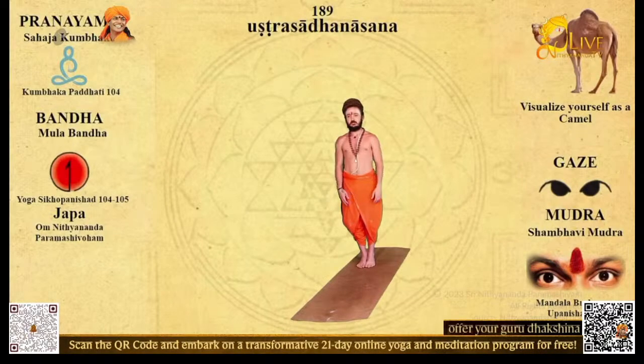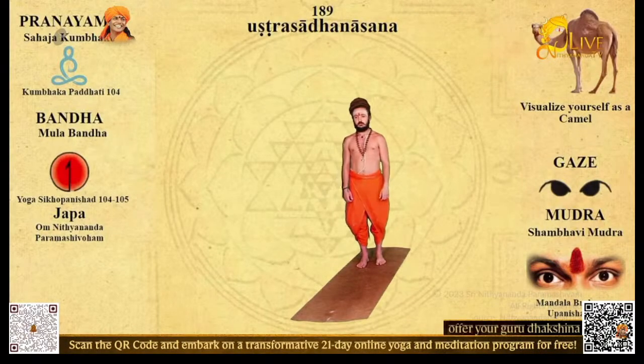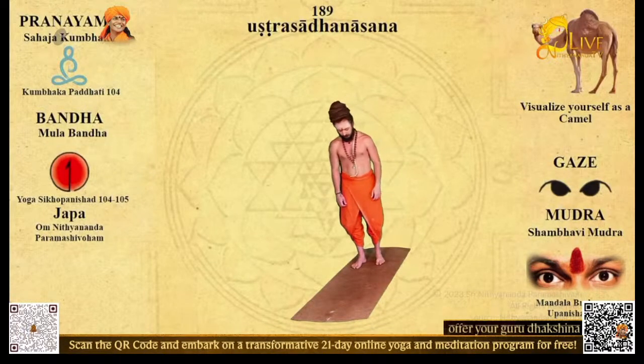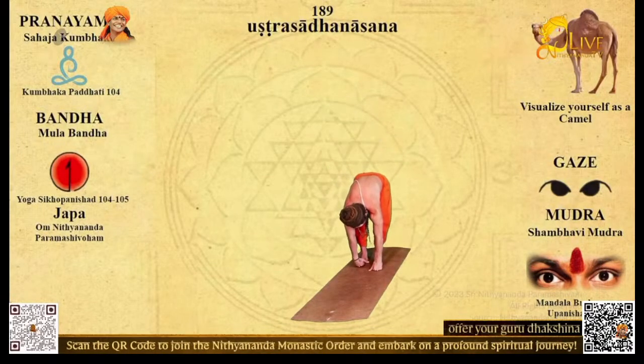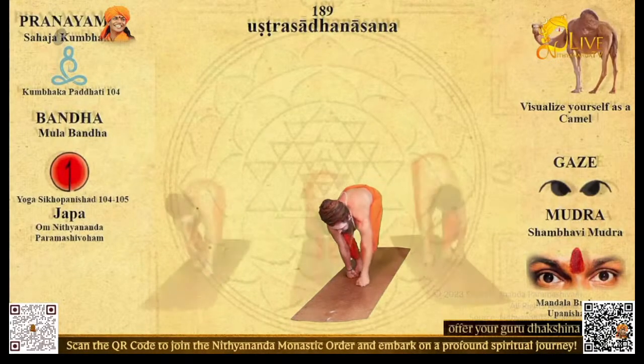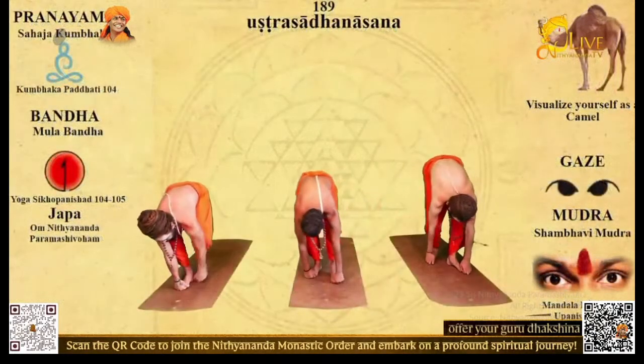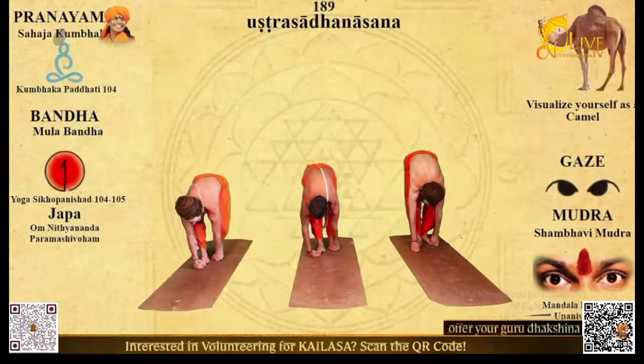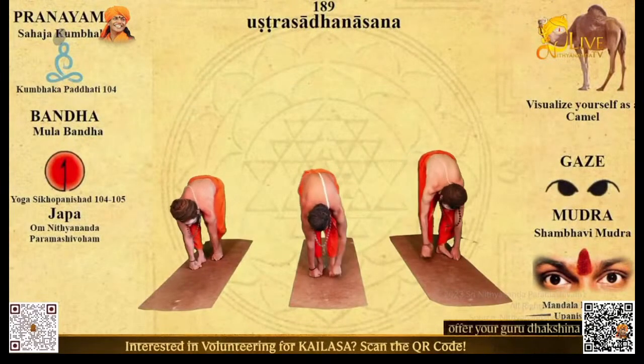Now lean forward and down. Place your hands on the mat and step onto your fingers with your toes. Hold onto your feet from the front as you walk around on the mat, visualizing yourself as a camel in Ushtra Sadhanasana.